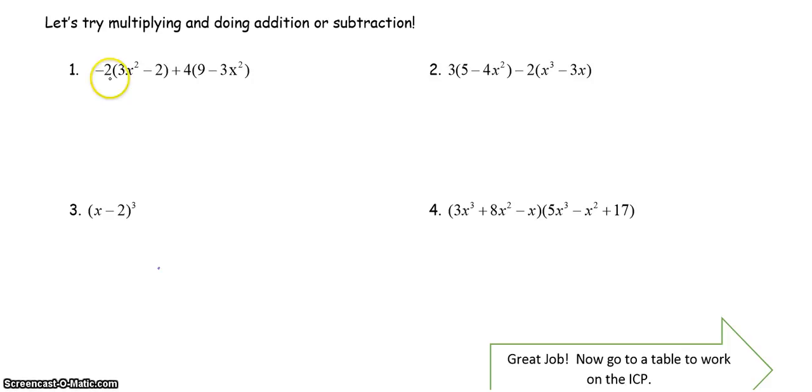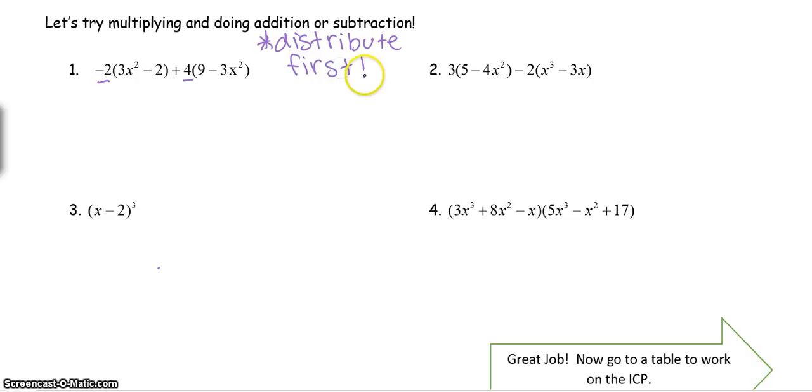So let's look at number 1 here. You'll notice this is different from the other levels because we've got numbers in front of our parentheses. Before we can do anything else, you have to distribute. So I'm going to make a little note to myself to distribute first. Super important. So I've got this negative 2 here, so that gives me negative 6x squared plus 4. Then I need to distribute the 4 to the second parentheses. So plus 36 minus 12x squared.